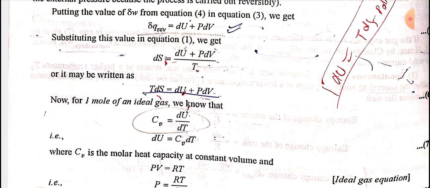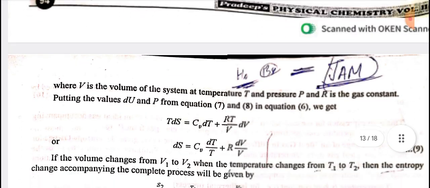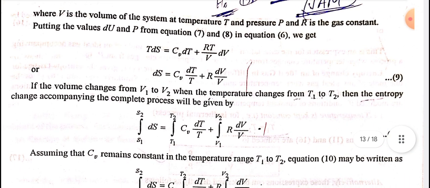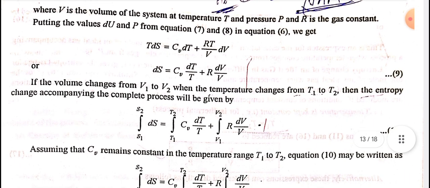For 1 mole of an ideal gas, we know that Cv is equal to dU by dT, so dU is equal to Cv dT, where Cv is the molar heat capacity at constant volume, and PV is equal to RT, so P is equal to RT by V. This is the ideal gas equation, where V is the volume of the system at temperature T, and P and R are the pressure and the gas constant.